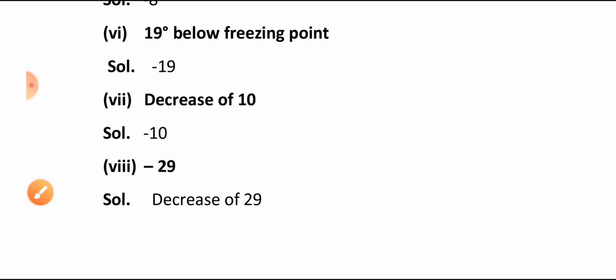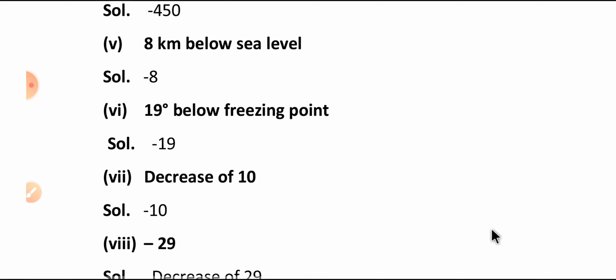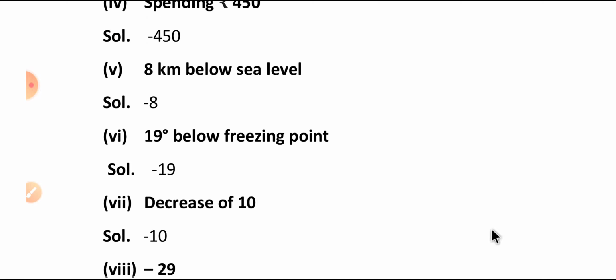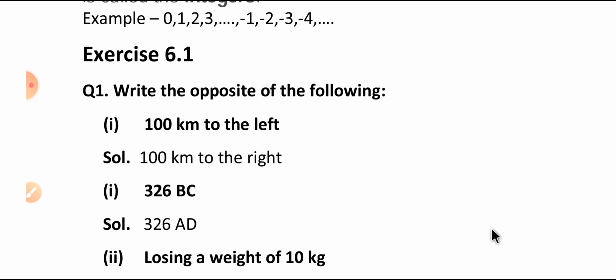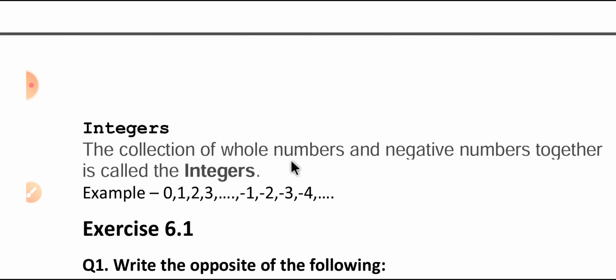I hope you all have understood what is the definition of integers and how to represent the numbers in plus and in negative. As we already saw, integers means the collection of whole numbers and negative numbers together, and those numbers are known as integers. So we'll see the next question of our exercise 6.1 on the next day of our class.